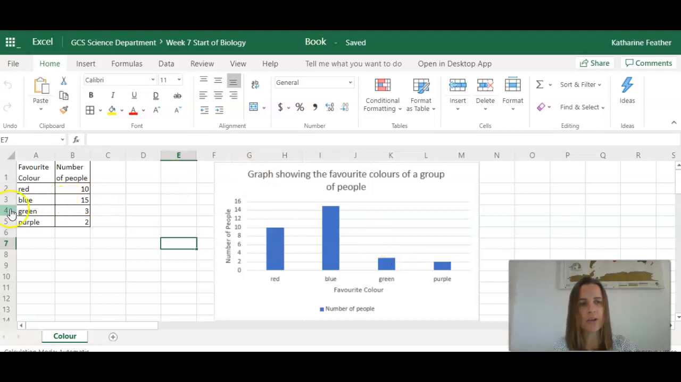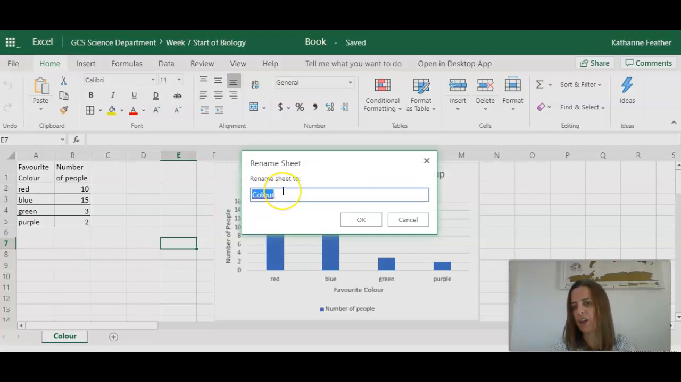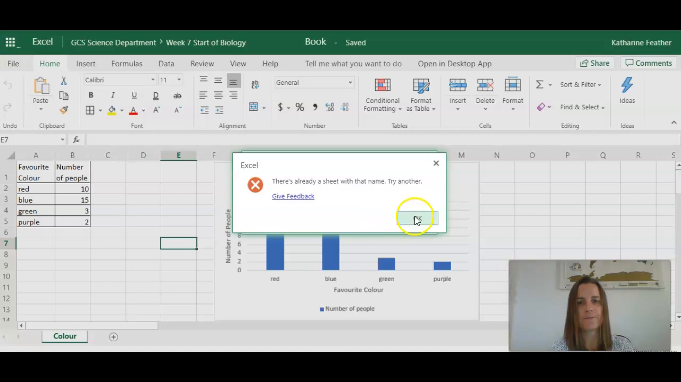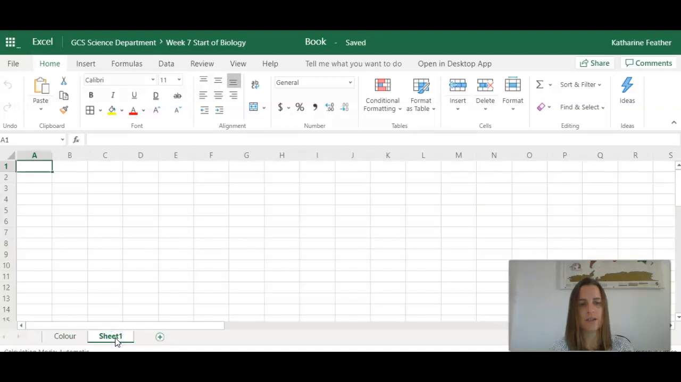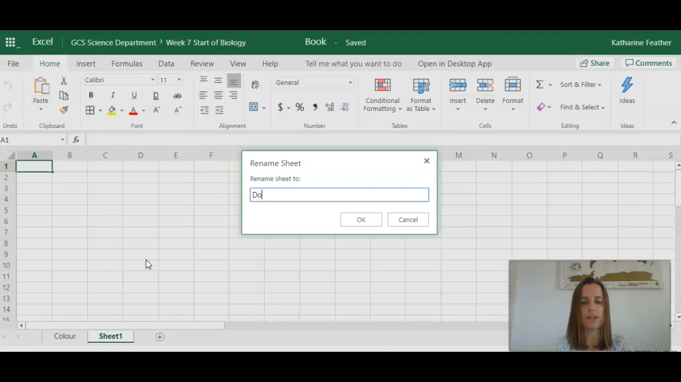Okay, what I've done is I gave this one a name. So if you right click on your tab at the bottom and go to rename, I just called mine colour, so I know that this is a graph that's showing the favourite colours. Okay, just cancel that, and then I'm going to start on this new sheet. Now I'm going to name this one dog.